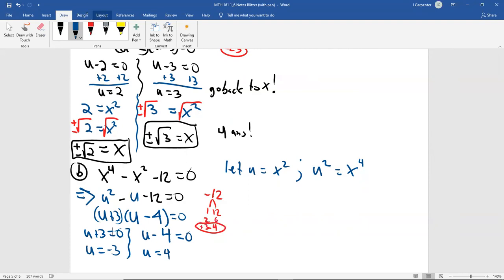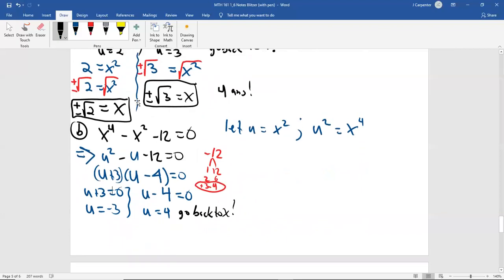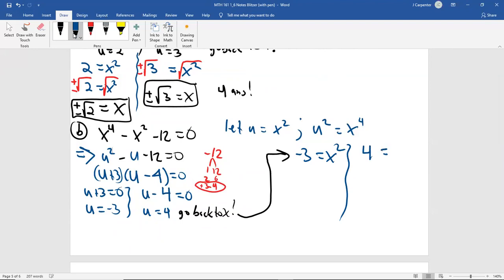These are not our solutions though. We have to again go back to the x. So we said u is x squared, so we're supposed to be plugging the u values in right here. We're not plugging it into x squared. We don't know what x is. We know what u is. So for the first one, we get negative 3 equals x squared. The second one, we get positive 4 is equal to x squared.